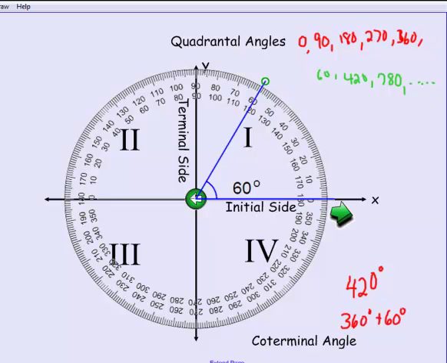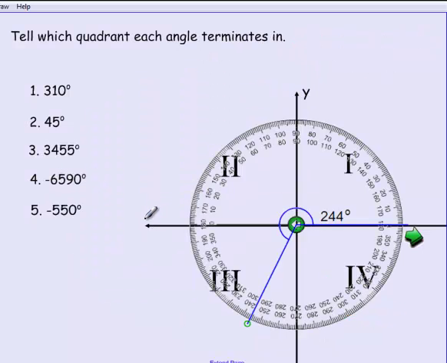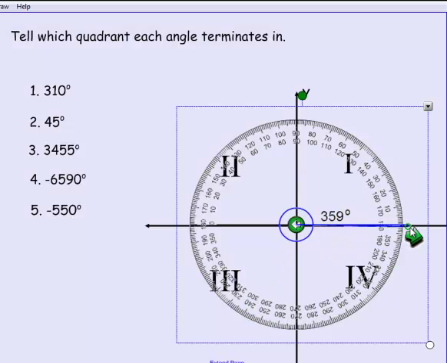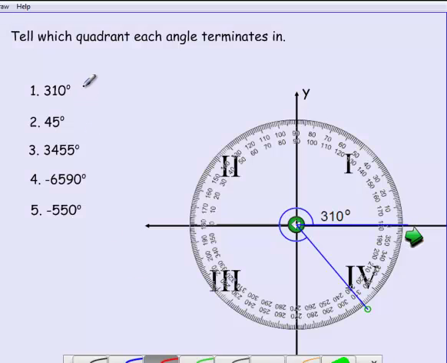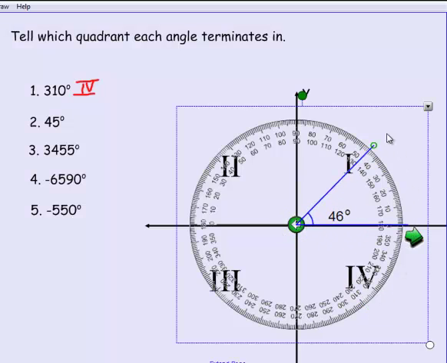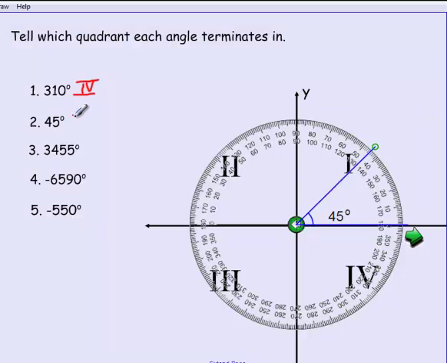Positive and negative angles. All right, the first part of your homework, tell which quadrant each angle terminates in. Oh, that's not hard. Let's see, 310 degrees. That's positive, so I'm going to move in my positive direction. And 310 is obviously going to be over here in the fourth quadrant. This is easy. Oh, 45 degrees, do I even have to think of that? 45 degrees is in the first quadrant. Excellent. Wait a second.